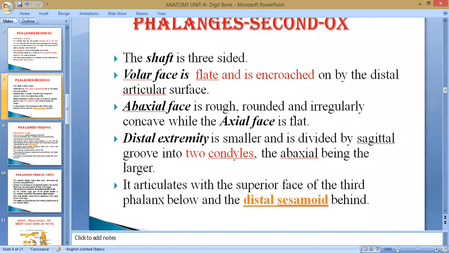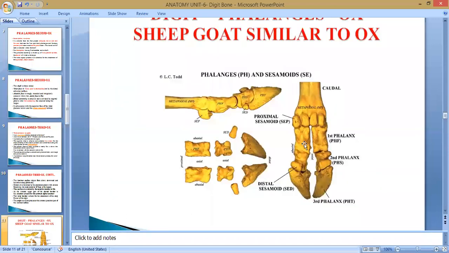So you have already seen this sentence is saying about this one. This is the position of the sesamoid bone. This is the sesamoid bone. So the distal part of the second phalanx is divided into two parts by a sagittal groove and has a facet for this distal sesamoid bone. This is the position of the distal sesamoid bone. So location of the distal sesamoid bone, in which joint? If anybody asks you, the distal sesamoid bone is located in which joint?